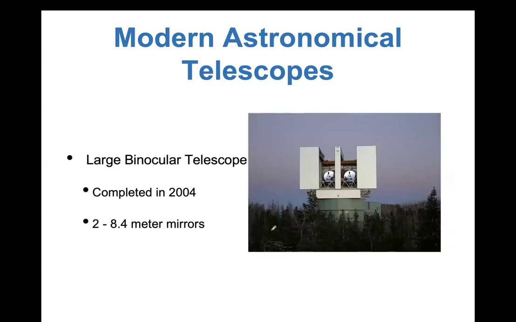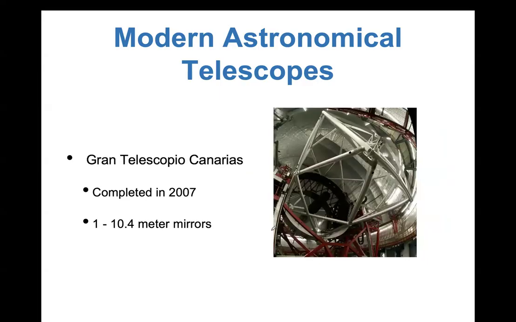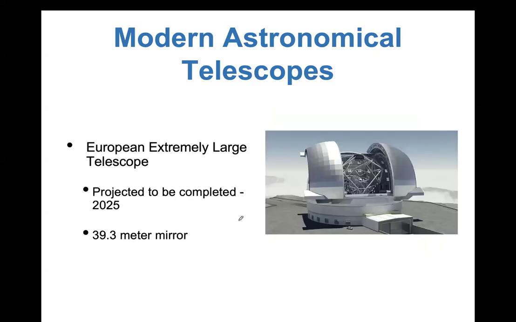Here's the Large Binocular Telescope. It works almost like a pair of binoculars, completed in 2004 with two 8.4-meter mirrors. So each mirror is over 25 feet across. Huge mirrors, and a pretty neat looking telescope, honestly. The Gran Telescopio Canarias, so I'm guessing in the Canary Islands, has one 10.4-meter mirror. And these are all visible light telescopes. We haven't talked about other types yet.